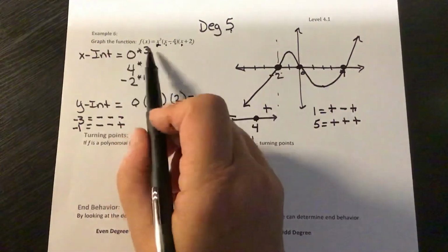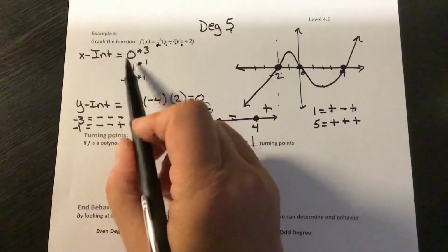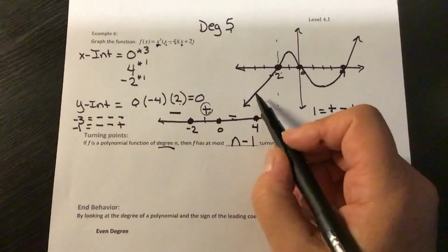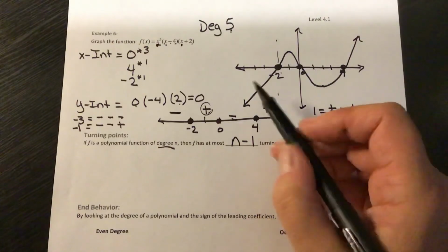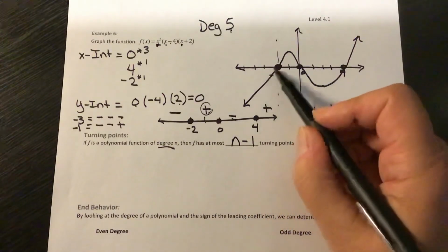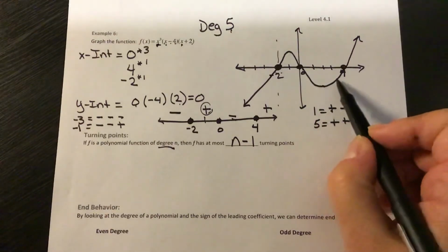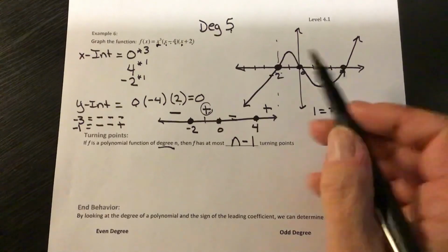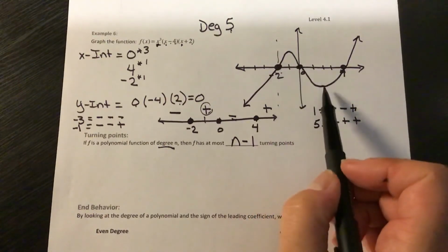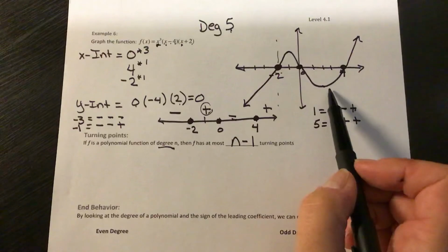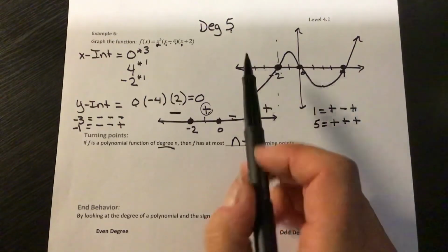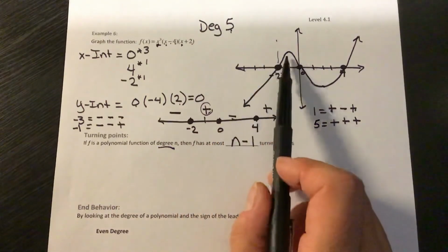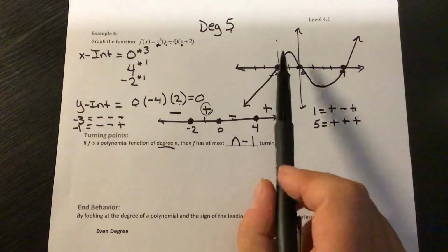But because when we have multiplicity, we have more than one factor of the same number, we often will have fewer turning points. So if we look, I have 1, 2 turning points here. I have one up here and one down here. We've thought of these before as maximums and minimums. So local maximums and local minimums, we would have at most 4 local max and mins together.